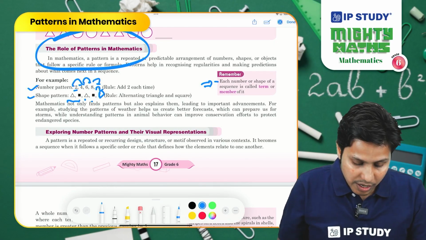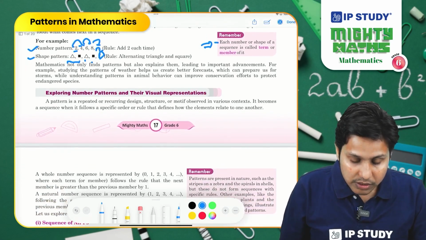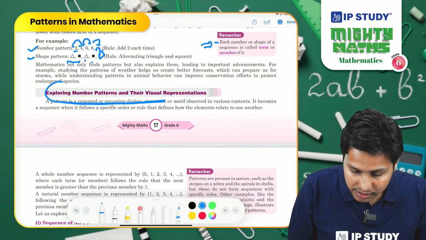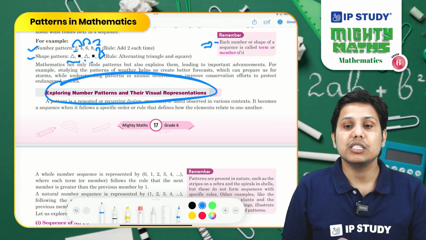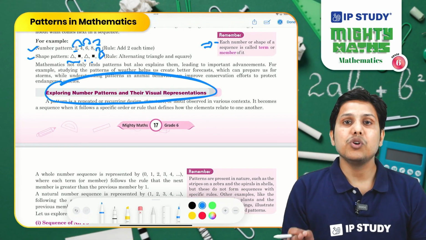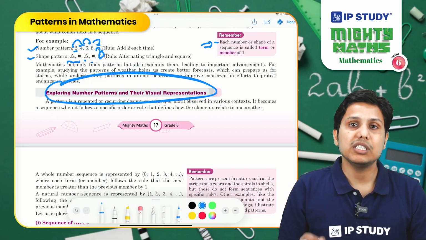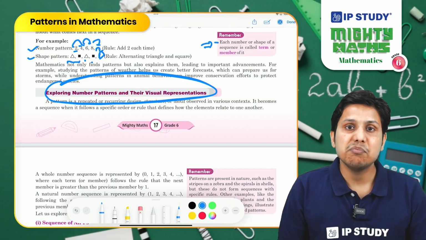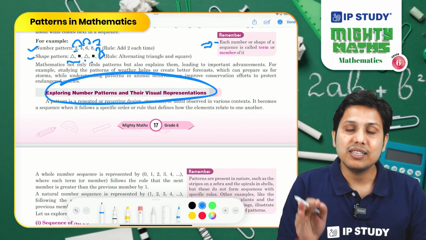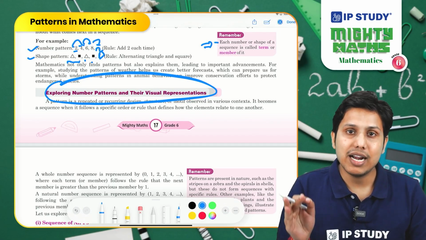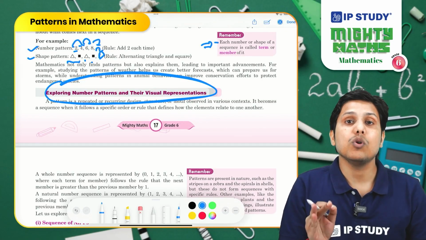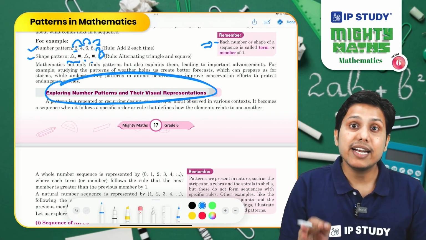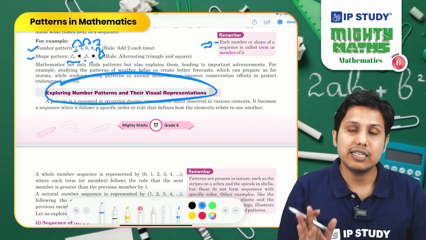Now students, we are going to the next topic, that is exploring number patterns and their visual representation. So now the question is, what is a visual representation? So basically a visual representation means representing a number pattern with the help of a symbol or a drawing or a diagram, etc. And why do we do so? Because it helps us to understand the number pattern easily and predict the members of it. Is it clear to you?